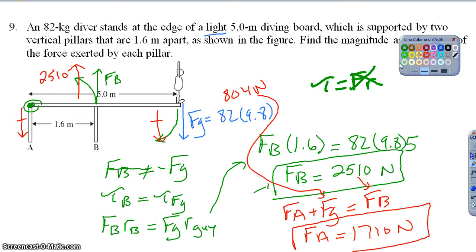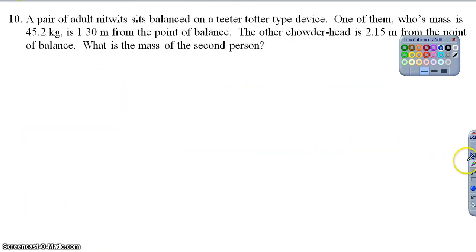Had I wanted to choose this as my axis of rotation, I absolutely could have. The torque caused by the force of gravity of the guy would need to be equal and opposite to the torque caused by force A. So it would have been a slightly different perspective, but ultimately the relationship we still work with would be relating the torques of the two as equal.